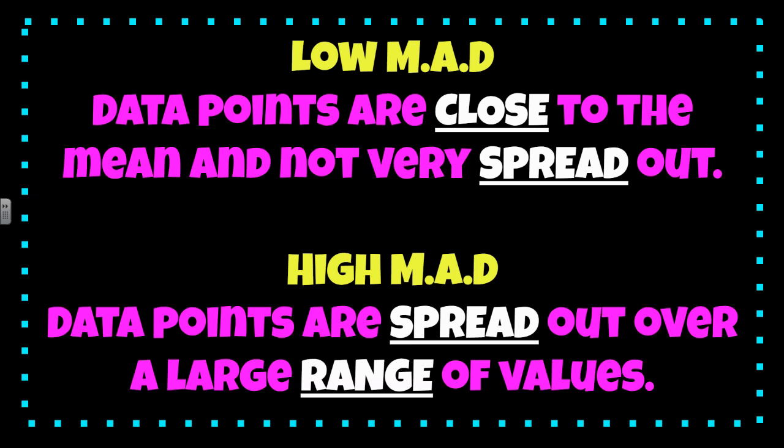If the MAD is low, what that is telling you is that all of the data points are very close to the mean and the data is not very spread out. If there's a high MAD, that means the data points are very spread out over a large range of values. So the mean absolute deviation is giving you a numerical value that represents a measure of variability, or we also call it the measure of spread. It's giving you a numerical value that describes how far apart the data is on average.